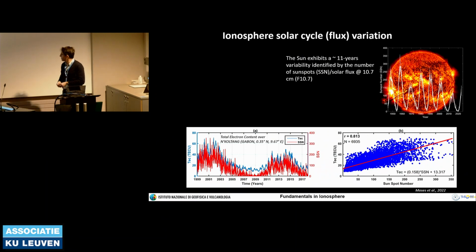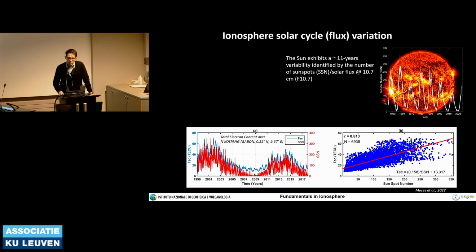This is a paper published a couple of years ago, investigating the total electron content over a GNSS receiver located at low latitude. This is in Africa, in Gabon. The TEC is in blue, and in red you will see the sunspot number. You will see that the behavior of TEC nicely follows the behavior of the sunspot number. You can also nicely draw a linear fit between the two.